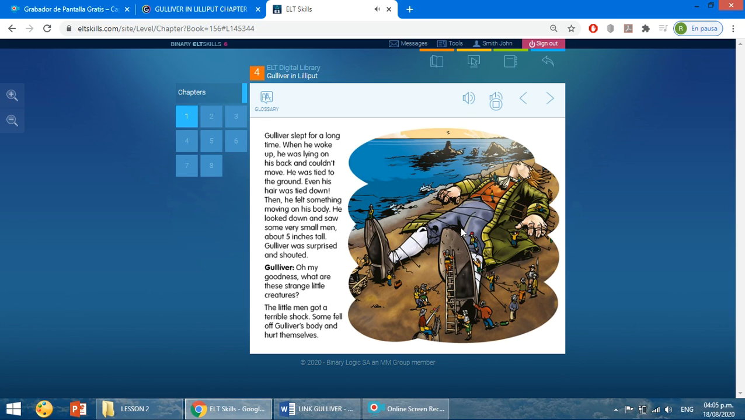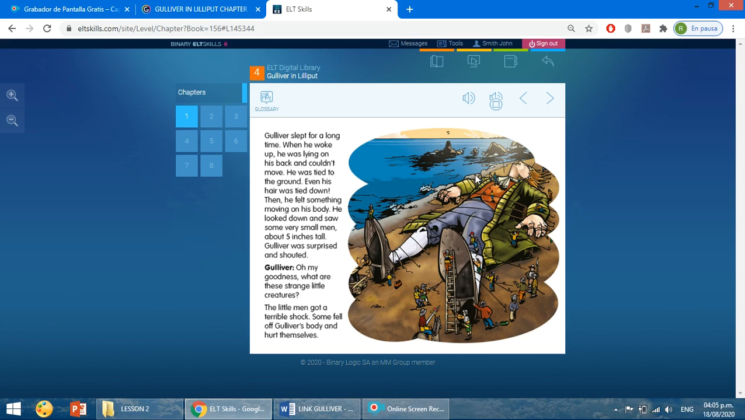When Gulliver woke up, he saw many small creatures, small people, okay, about 5 inches tall. He wanted to move, but he couldn't because he was tied to the ground. His legs, his arms were tied, and also his hair. You see?